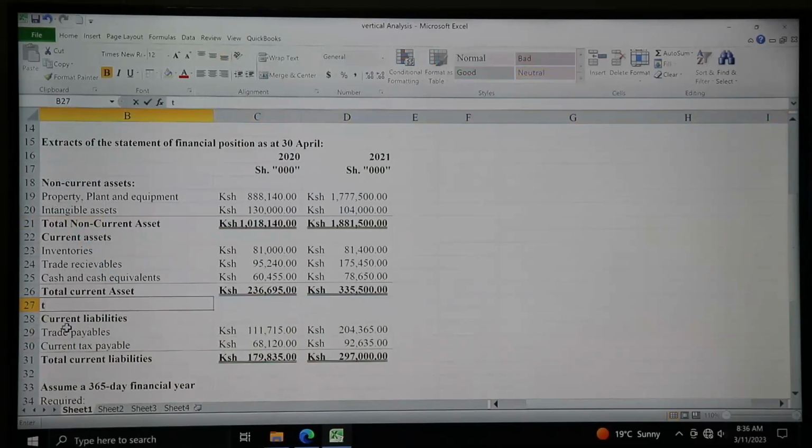The total assets. So how do you get the total assets? Then we'll say that we have the total non-current assets plus total current assets. Indeed. And the right.